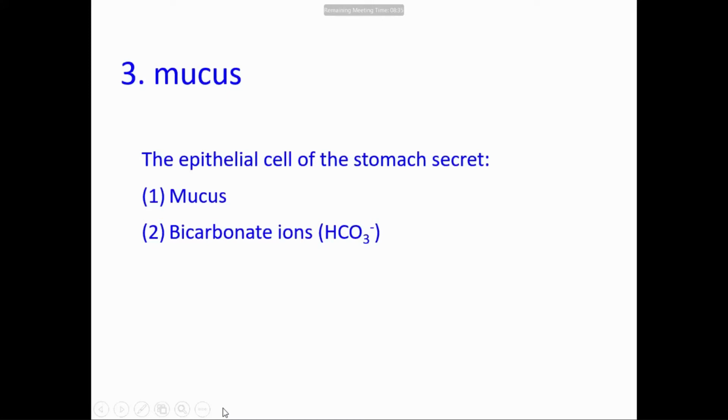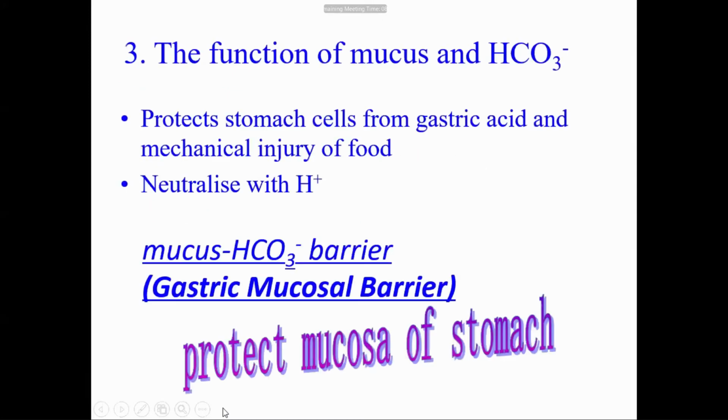So the mucus layer helps in protection of the stomach from the gastric acid and from mechanical injury from the food. This is the gastric mucosal barrier. The gastric mucosal barrier helps in prevention of auto digestion of the stomach.